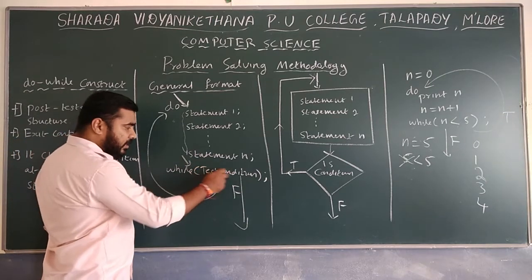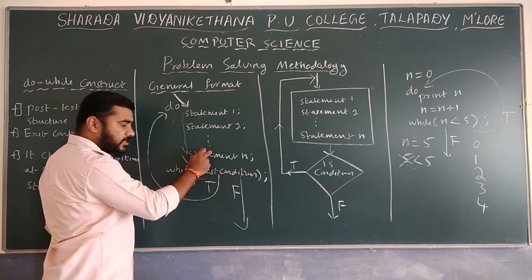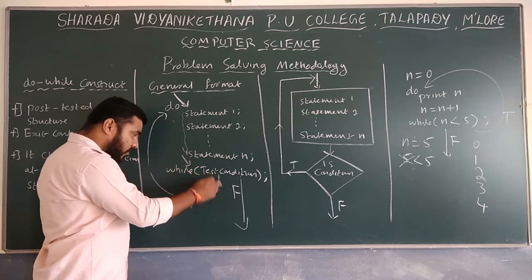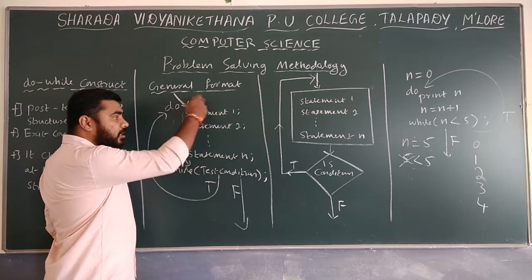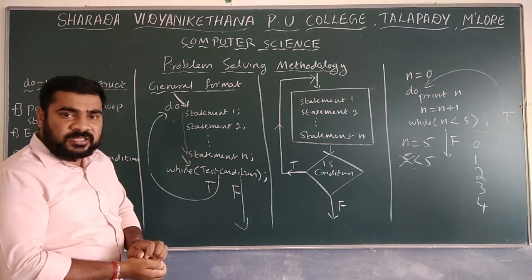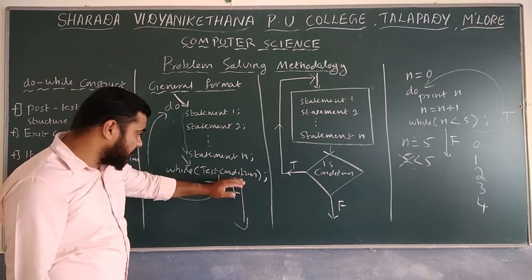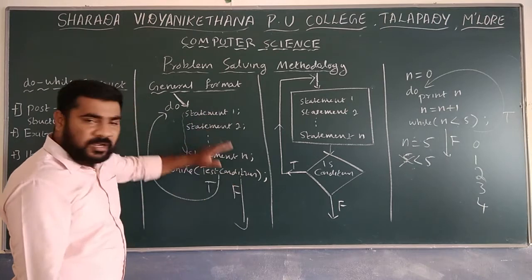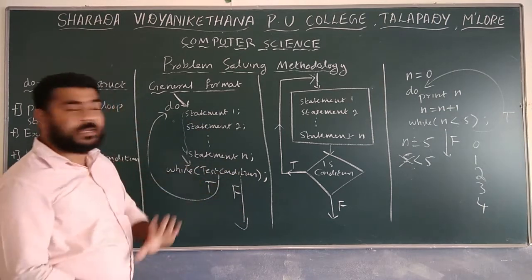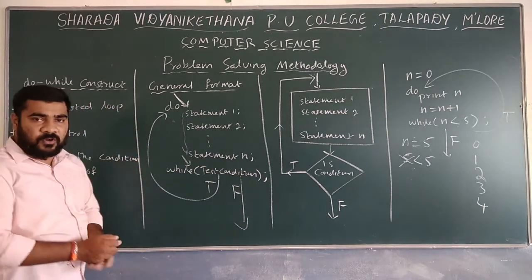Normally, the test condition is tested first, the statement is executed, and then the test condition is checked. If it is true, you go back and execute the statement once again. After executing the statement, the test condition is tested again. If it is false, control moves out of the looping structure. This is the general format.